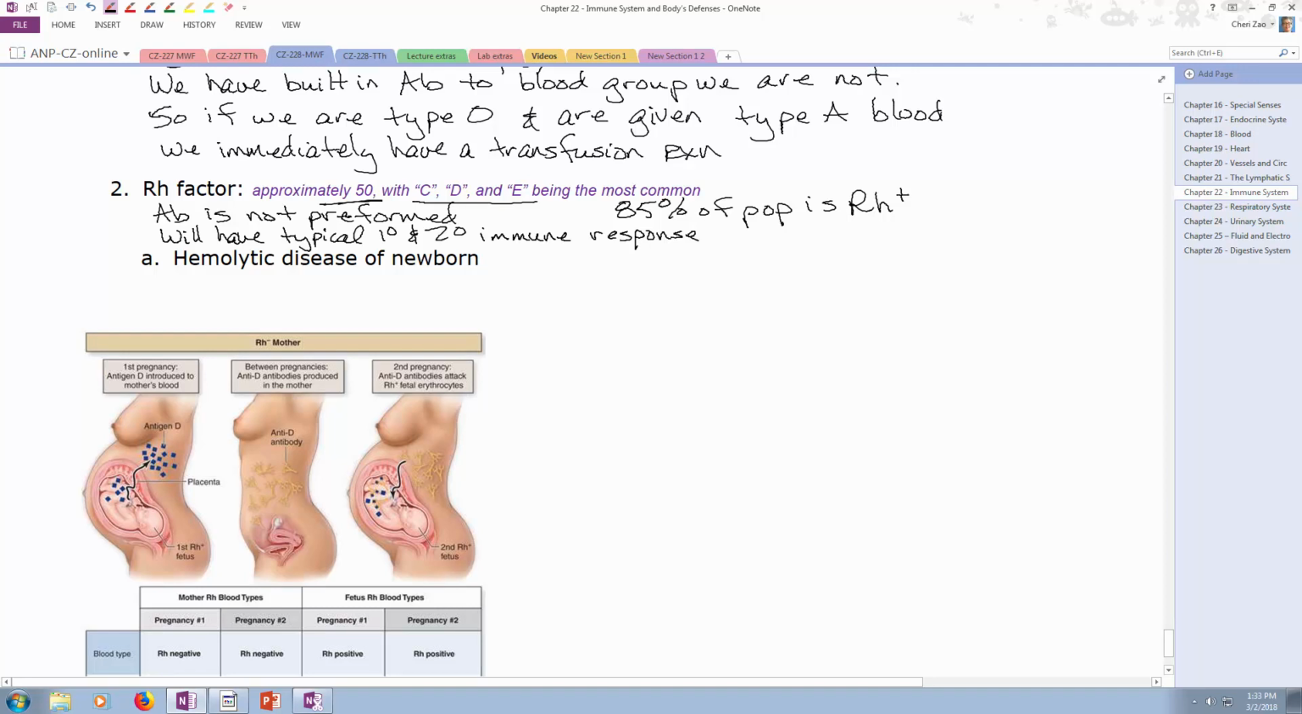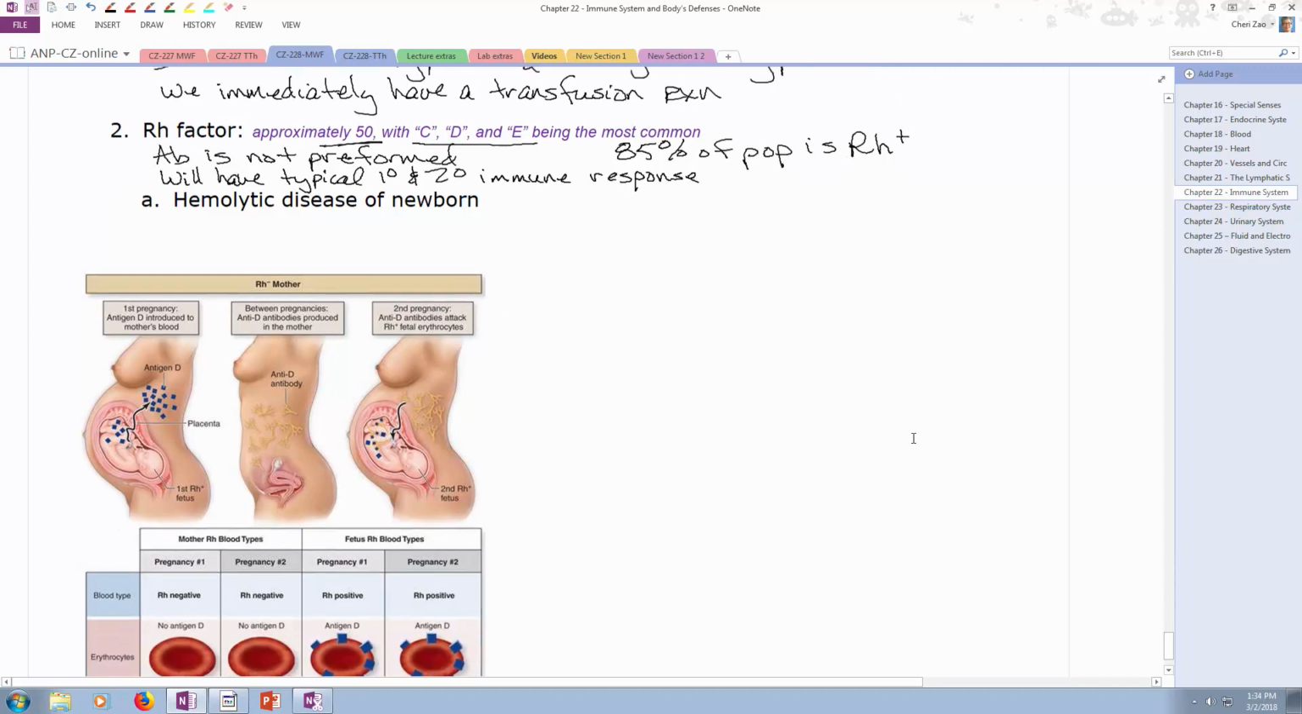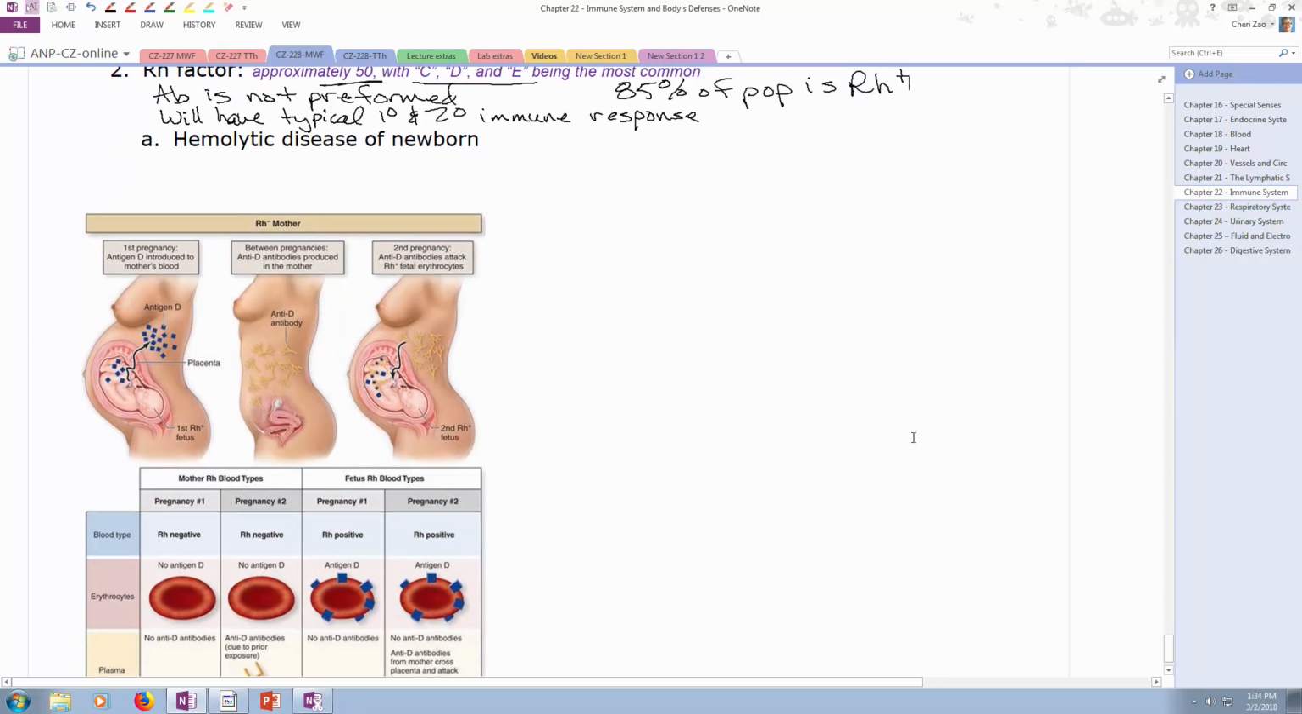And that brings us now to the topic of hemolytic disease of the newborn. And remember, mother's antibody crosses the placenta. And that is what brings about the actual hemolytic, which means blood cells are popping all over the place, disease of a newborn. So mother's antibodies or immunoglobulins can cross the placenta.